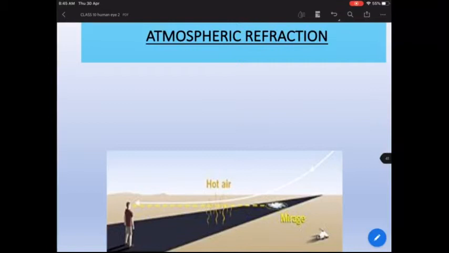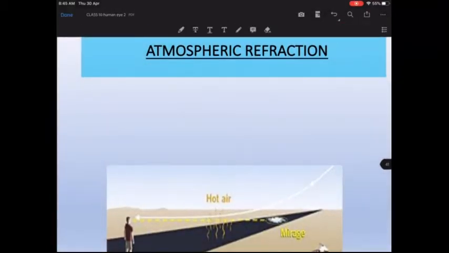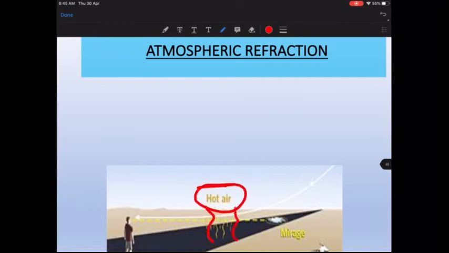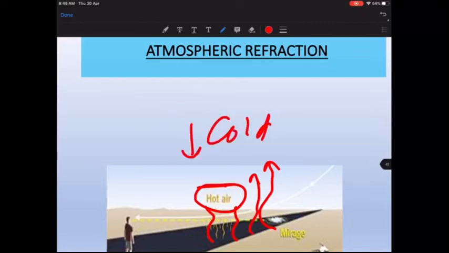So when the weather is very hot, the road surface is also very hot. So the air just above this road is hot air. The hot air is rising up like this, and the cold air, which is already up, is going to come down. So there is too much fluctuation happening in the atmosphere. Why? Because the refractive index is different now. Hot air is rarer, cold air is denser.